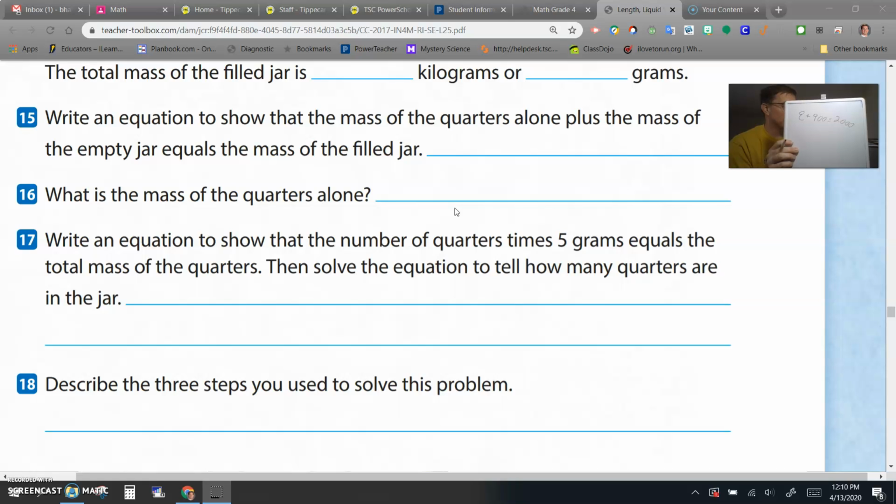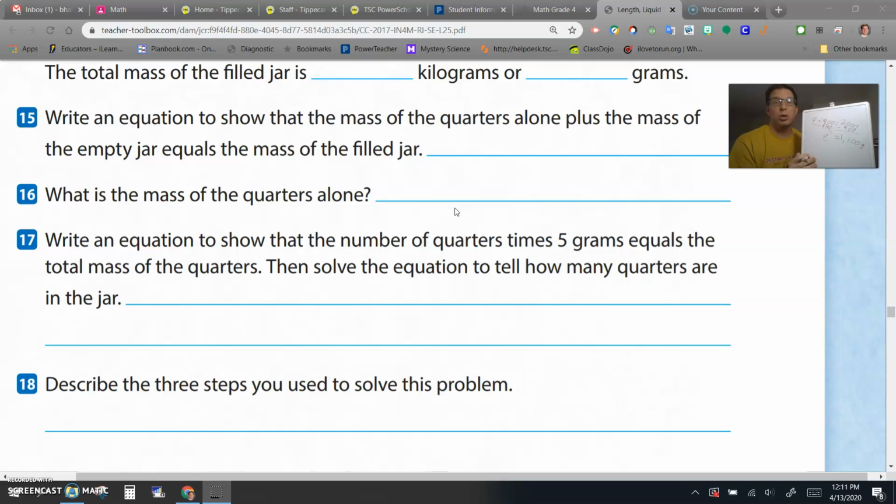So what's the mass of the quarters by themselves? You need to subtract 900 from 2,000. This is very primitive pre-algebra, but you want to get the Q alone by itself. So you would subtract 900 from both sides, which cancels it out. Okay, and 2,000 minus 900 equals 1,100 equals Q. So the total weight of the quarters is 1,100 grams.